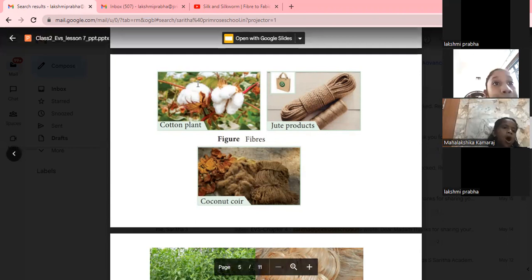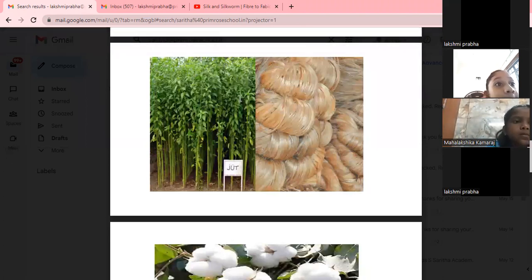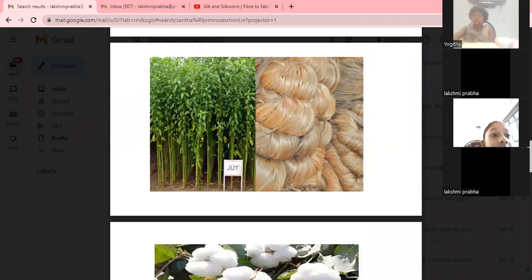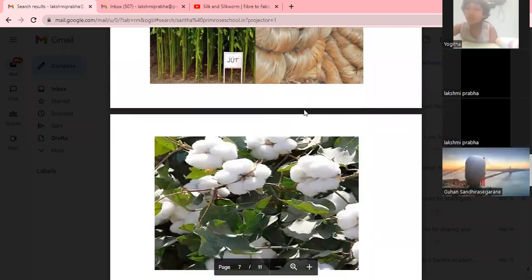I'll show you this plant in full screen. See, can you see this? This is a jute plant. Yesterday we have seen it, isn't it? From the stem of this plant only this jute material is obtained. Yogita, what do you want? What is the doubt you have, Yogita? Ma'am, what does jute plant mean? Jute plant is a type of plant.